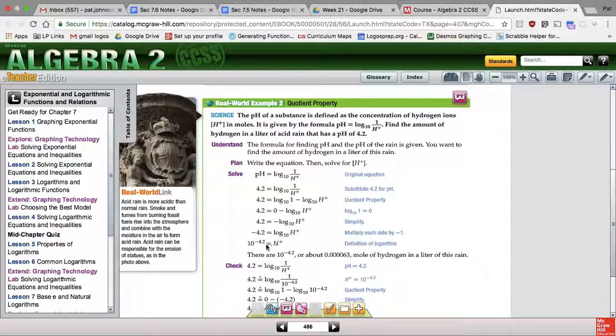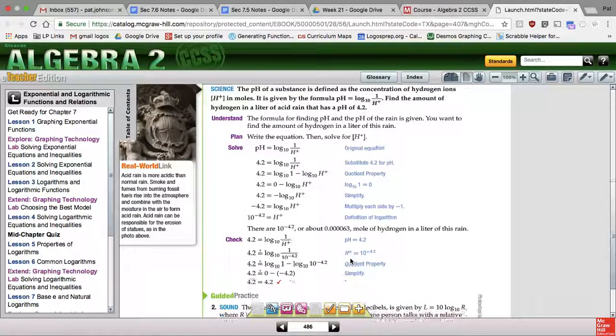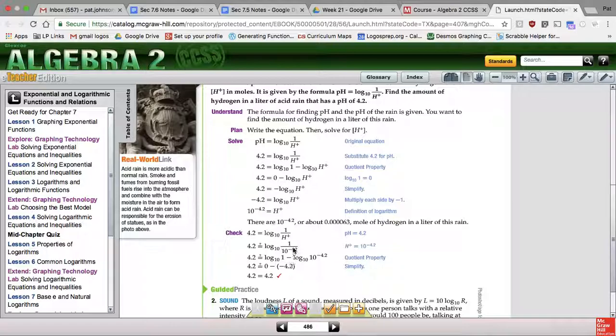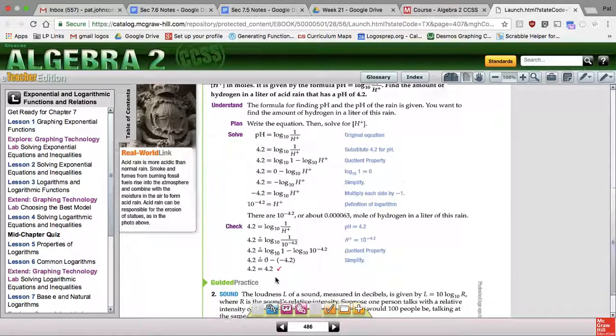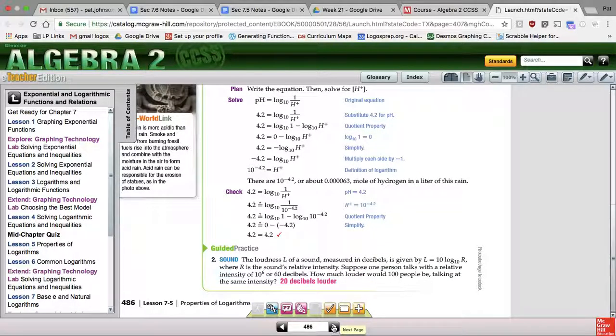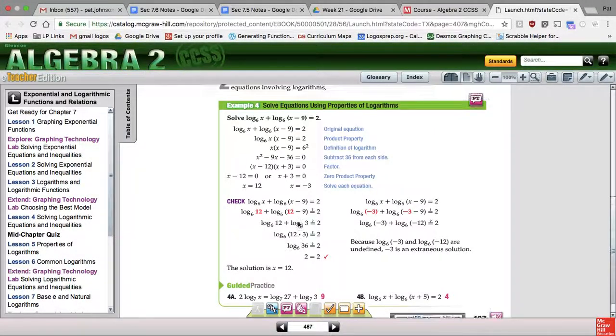They divide both sides by negative, and they change this to an exponential. So remember, I say find the symmetrical property and flip this, so then it's 10 raised to the negative 4.2, and you can put that in your calculator, which gives you about this many moles of hydrogen in a liter of rain. You can check it by putting it back in here, and you should get 4.2 equals 4.2. Okay, so it's just solving.